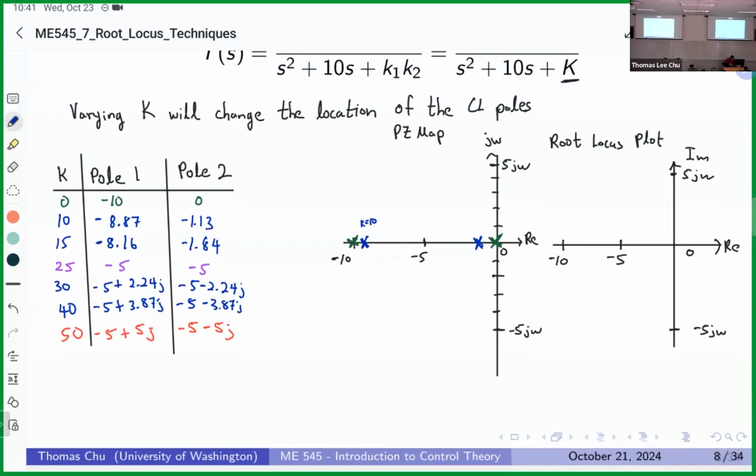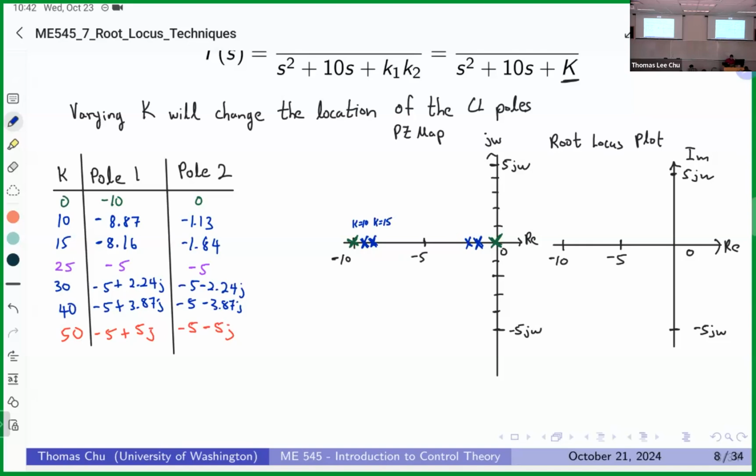And then at k is equal to 15, we get -8.16, which just barely moves, and -1.84. So two real poles again. So I'm going to say that's k equal to 10. This is k equal to 15.